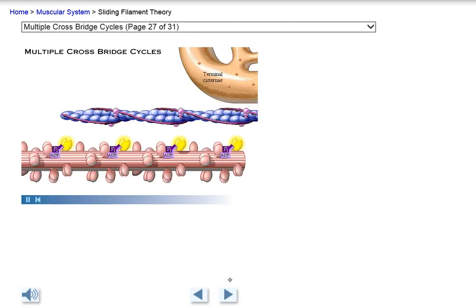In contracting muscle, we see multiple cross-bridge cycles. Here are 4 myosin heads, which cycle at the same time. Note that during a contraction, all myosin heads would cycle, but not all are bound or disconnected at the same time. Click the terminal cisternae to begin the process.